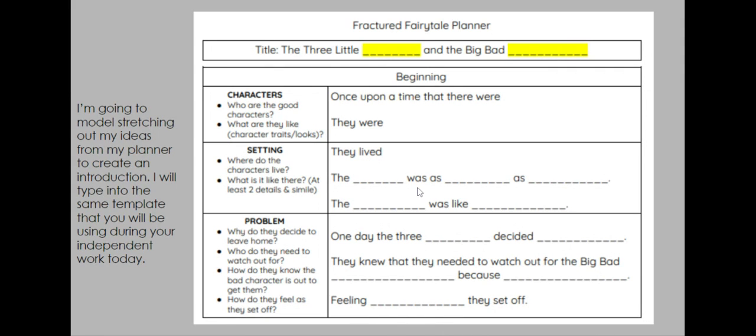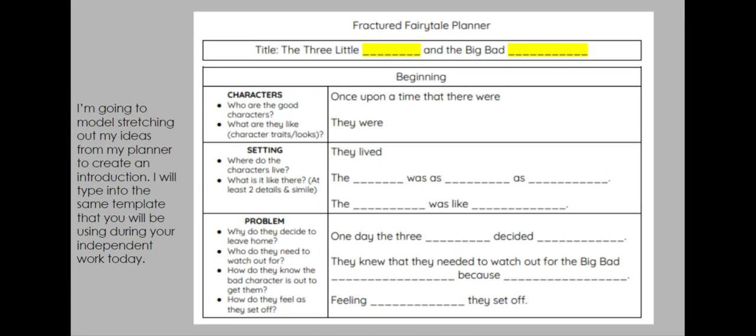If you don't remember, a simile uses the words like and as to compare two things that are different but share a quality in common. So for example, you may have heard some common ones like, I'm as hungry as a lion. So of course, you and a lion are not the same, but you share a trait in common. You're hungry. So I'm going to try to come up with a simile in that section that describes the setting.